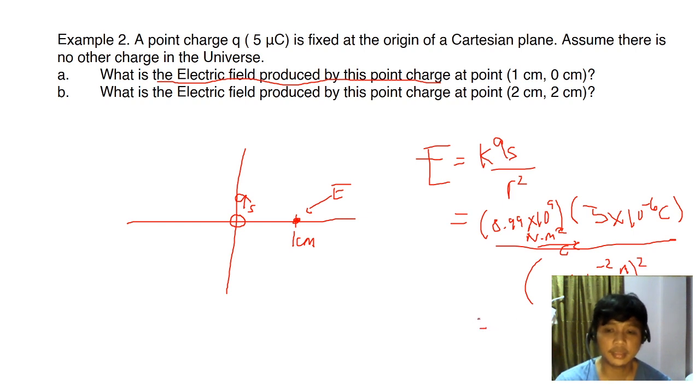I will not attempt to solve this by hand. Let me approximate. It's probably around 4.5 times 10 to the 8 newtons per coulomb.